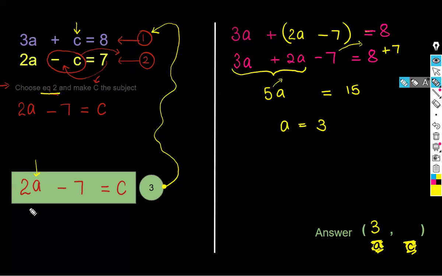Remember, we just figured out A was how much? 3. So you notice I replaced the A with 3 there. So 2 3s are what? I don't think I need to go through these baby steps here, right? 2 by 3 is 6. 6 minus 7 is minus 1. So C is minus 1. Now we are finished.